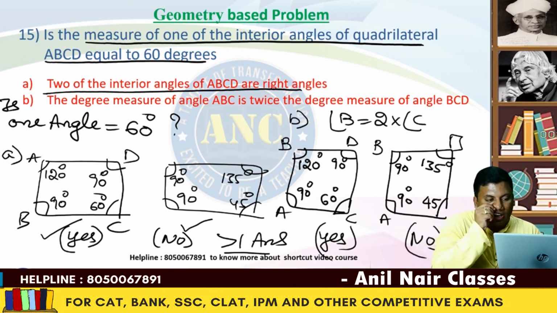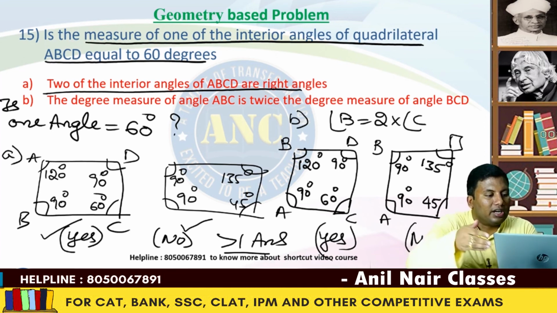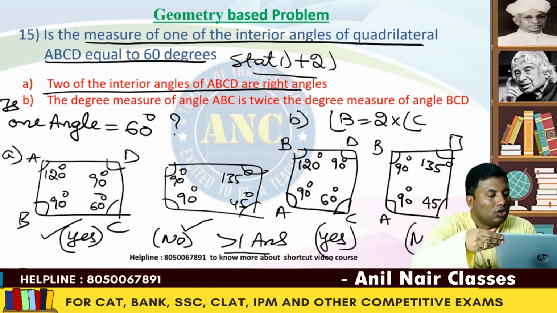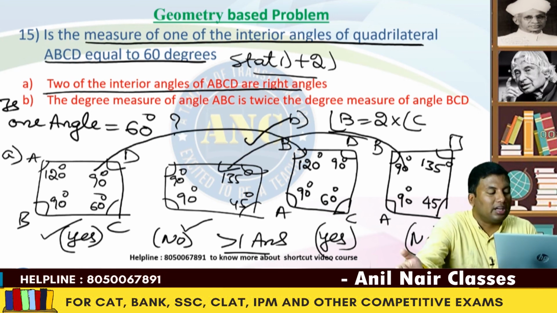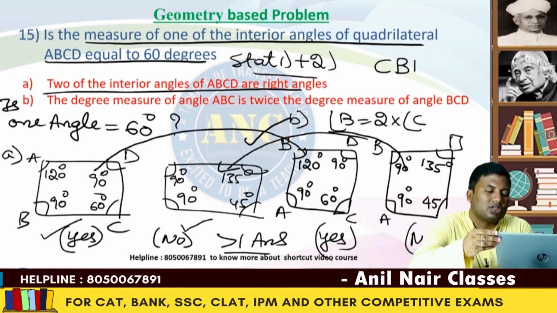Now even if I combine statement 1 plus 2, two angles should be 90 degrees, and one is twice the angle. So this could be the case or this could be the case. Again two cases I am getting where one is 60, another is not 60. So the answer for this question is cannot be determined.